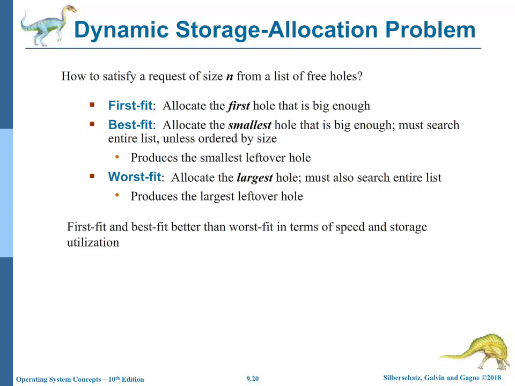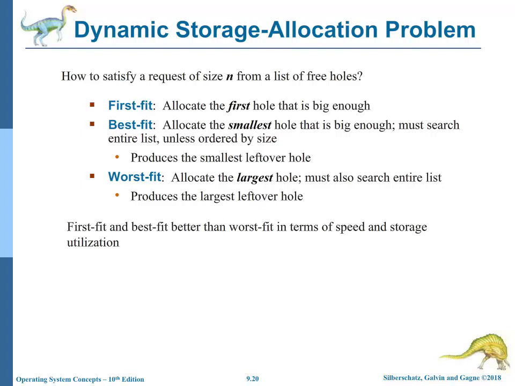The dynamic storage allocation problem concerns how to satisfy a request of size n from a list of free holes. There are many solutions to this problem. The first fit, best fit, and worst fit strategies are the ones most commonly used to select a free hole from a set of available holes. First fit is to allocate the first hole that is big enough. Best fit is to allocate the smallest hole that is big enough. The worst fit is to allocate the largest hole.